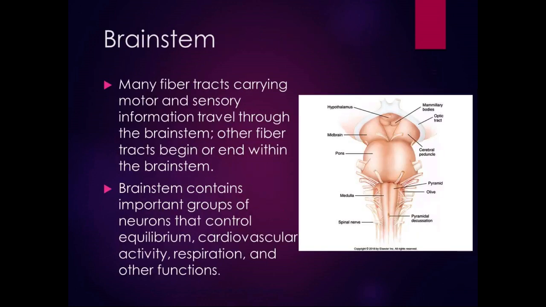The brainstem, there's a lot going on in the brainstem too. So there are lots of fiber tracts carrying motor and sensory information through the brainstem, and other fiber tracts that begin or end within the brainstem. So the brainstem contains important groups of neurons that control equilibrium, cardiovascular activity, respiration, and other vital functions. It's sort of shaped like a cylinder that's wider at the top. There are three parts. The upper part is the midbrain, the pons is the middle, and the medulla is the lower part.